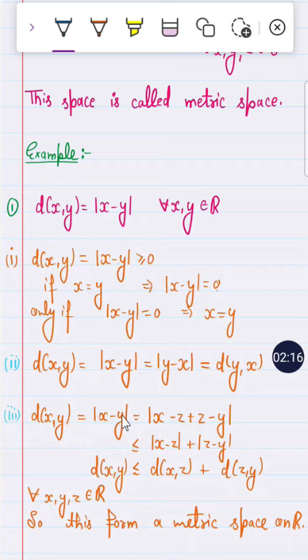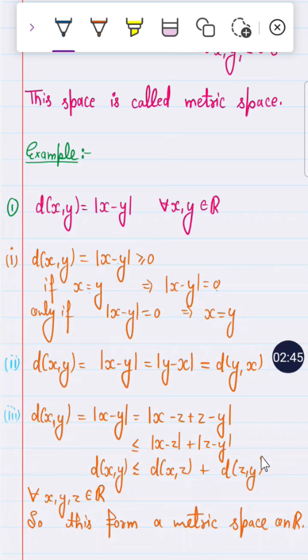Now the distance d of x comma y equals mod of x minus y. How to prove the triangle inequality? It equals mod of x minus z plus z minus y, adding minus z and plus z inside. By the triangle inequality of the mod function, it is less than or equal to mod of x minus z plus mod of z minus y. This is d of x comma z plus d of z comma y.